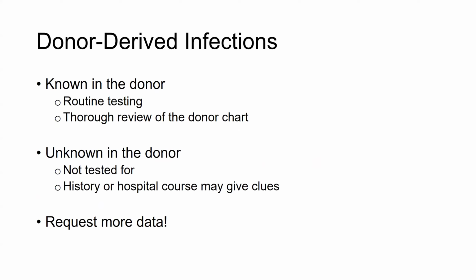But I think much more tricky is to look at what is really unknown in the donor, right? What are the things that maybe the donor center didn't think to test for, or that were tests that could be helpful but were not indicated in the setting of a trauma? Sometimes the history of the donor or the hospital course can give us clues to certain infections that may be lurking but not apparent for us yet.